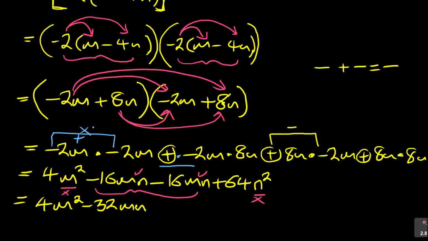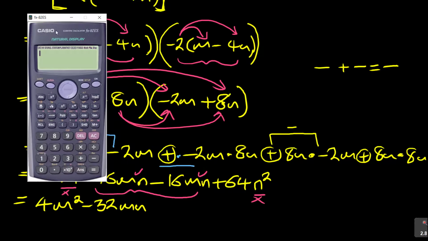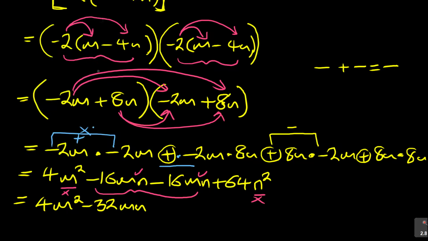But what did I say? You just have to quickly test with your calculator if you're doing it right. So you just say minus 16 minus 16 equal to negative 32. Then after that is plus 64n squared. There it is. That's your final answer.